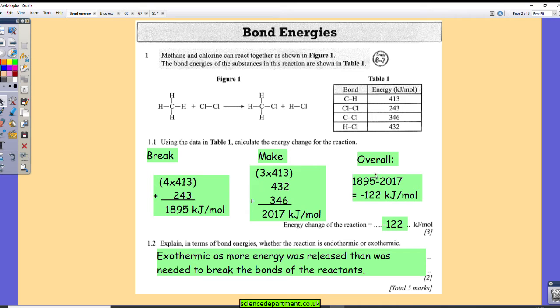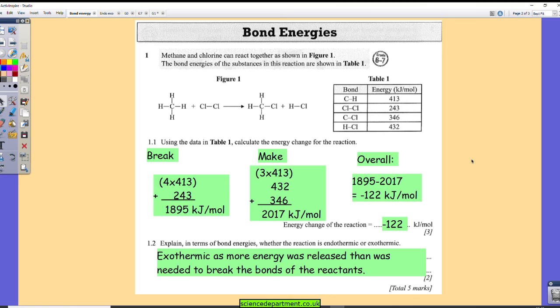Now the overall reaction is the energy required to break the bonds take away the energy released, and that'll give us minus 122 kilojoules per mole. So make sure when you put the answer in, if it comes out as a negative, you put in there -2. Question 1.2, that asks us, explain in terms of bond energies whether the reaction is endothermic or exothermic.